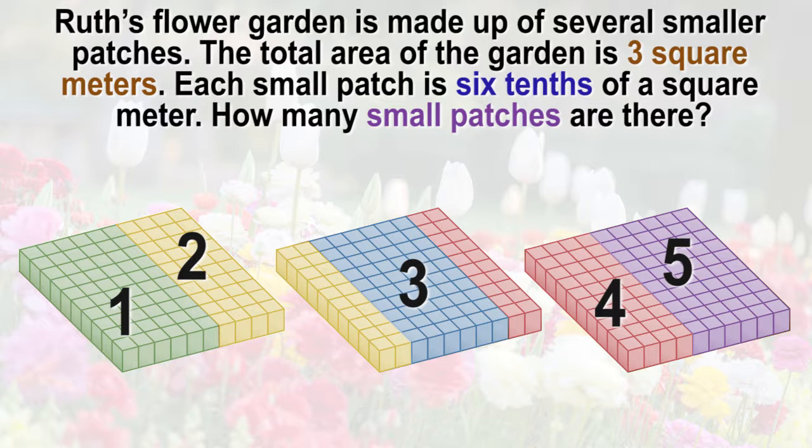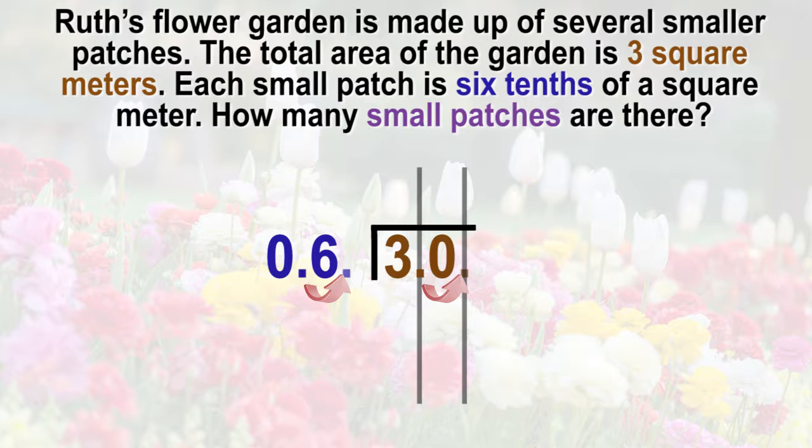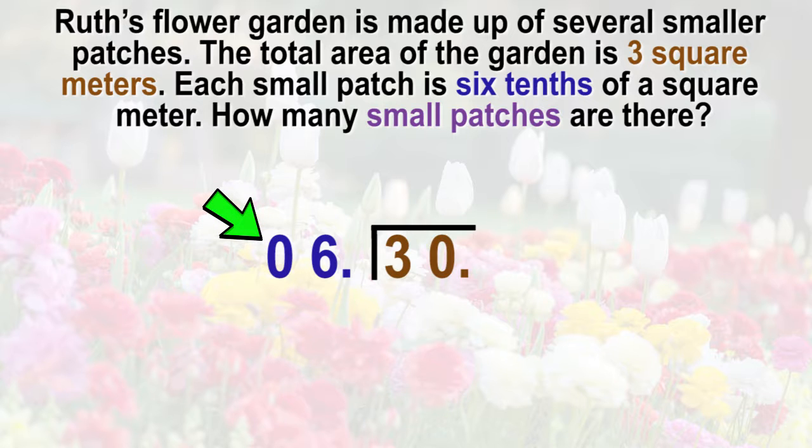Let's solve the same problem using the division algorithm. The divisor and the dividend are arranged with a division bracket. The decimal in the divisor is moved the same number of place values in both the divisor and the dividend. The 6/10 becomes 6 and the 3 wholes become 30.